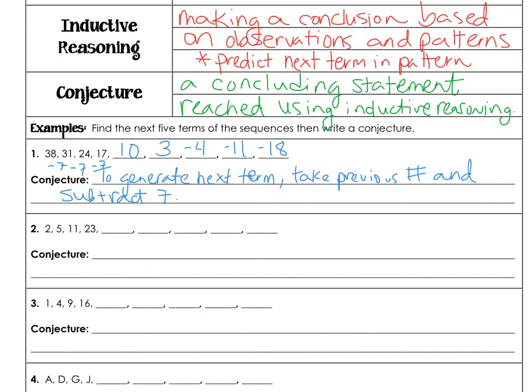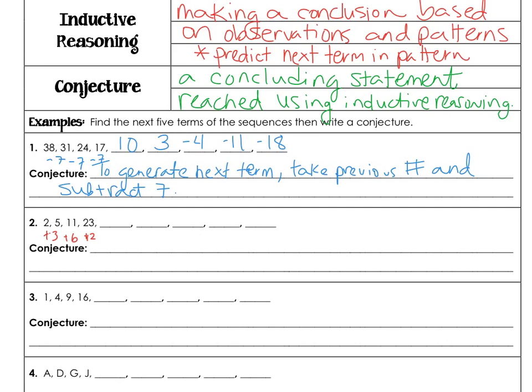For number 2, if we look at what the pattern is, it goes from 2 to 5, so that's 3 more. Let me write that, plus 3. Then from 5 to 11, they added 6. From 11 to 23, we end up adding 12 to it. One thing you can notice is that it's doubling each time. Or a different way of thinking of it: look at how the 3 is 1 higher than the 2. The 6 is 1 higher than the 5. The 12 is 1 higher than the 11.